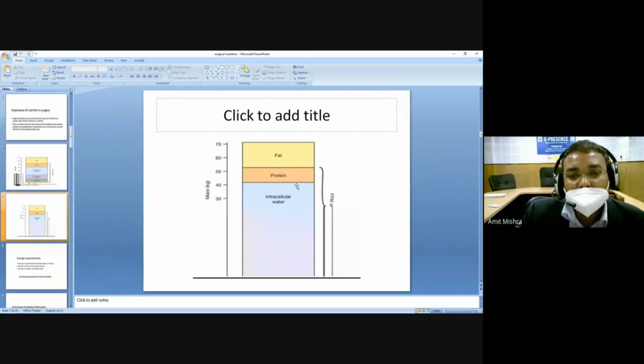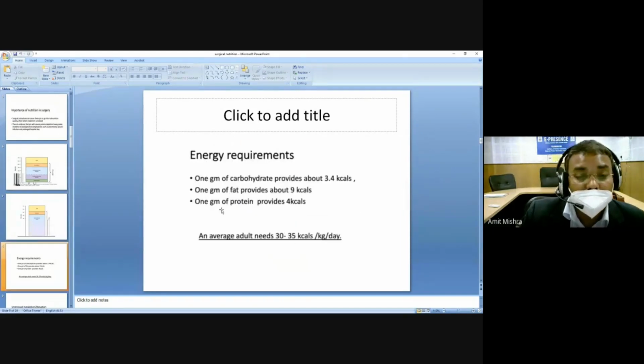So if you calculate it, the fat is a very small amount: in an adult patient, fat accounts for only 20 to 25%, and the rest is protein and extracellular and intracellular fluid. So how do we calculate the energy requirement? Daily we have to calculate the energy requirement, what amount of caloric intake has to be given to the patient, and the protein requirement also has to be calculated.